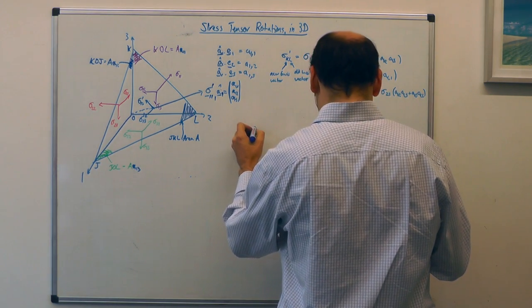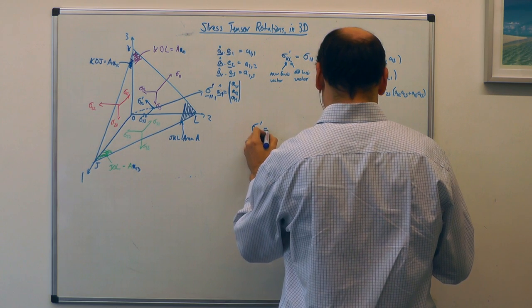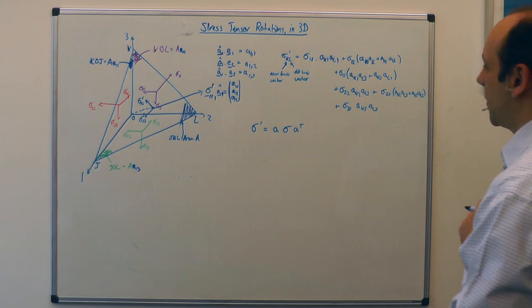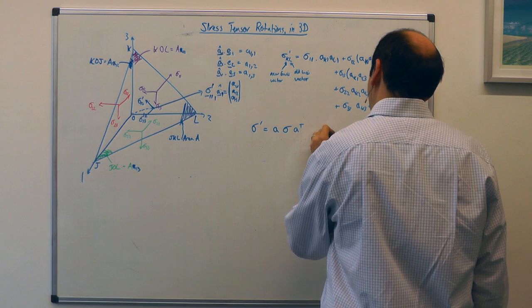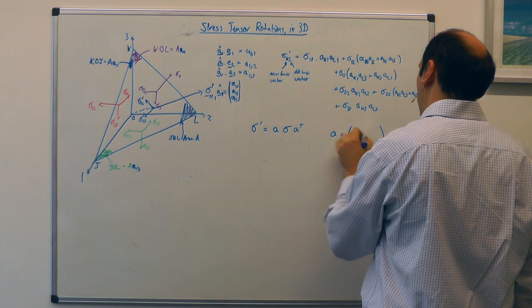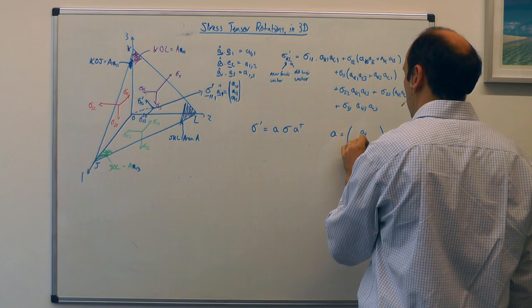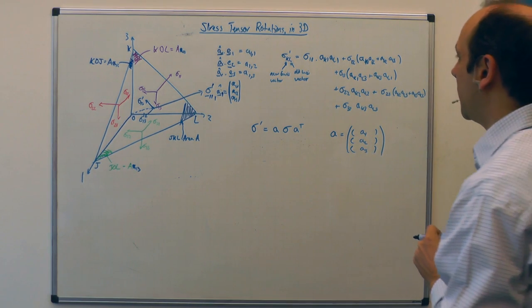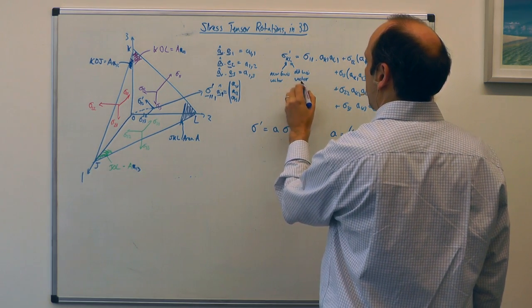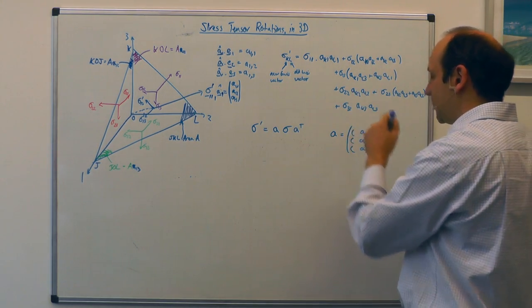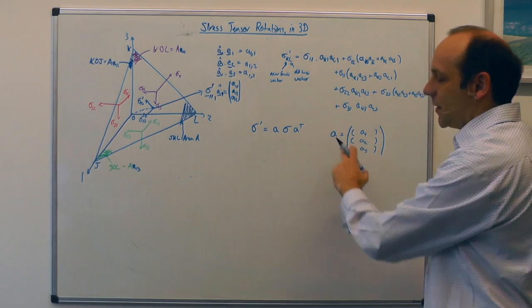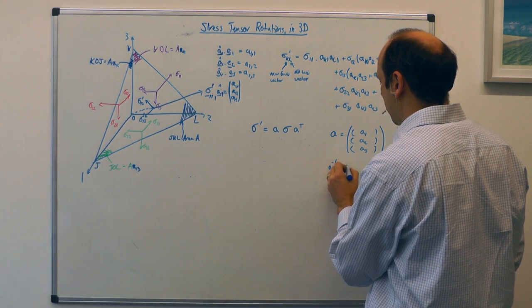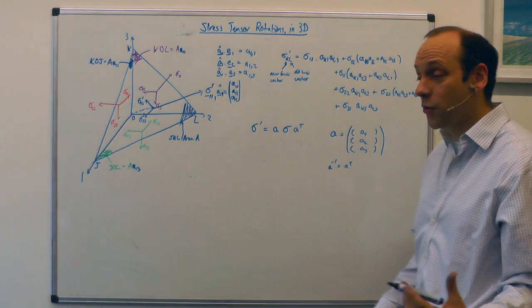And what this is, sigma prime is equal to A sigma A transpose. That's the same thing as doing a tensor rotation where A is equal to a matrix where you put the three new basis vectors in as the rows. So the new basis vector is the first index and the old basis vector is the second index. So this tensor rotation matrix has the property that its inverse is equal to its transpose, because it's an orthonormal matrix.